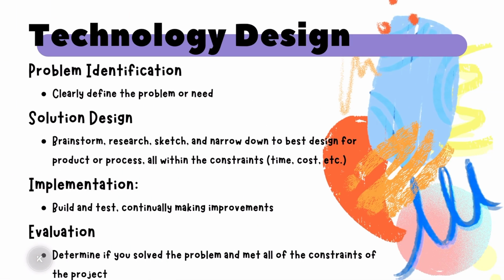Whenever I am designing technology, I'm going to go through this 4-step process. I'm going to identify my problem, so I'm going to clearly define my problem or need. I'm having a problem with fuel efficiency in my car. Solution design. I'm going to brainstorm. I'm going to research. I'm going to make sketches. I'm going to narrow down my best design for my product or my process.